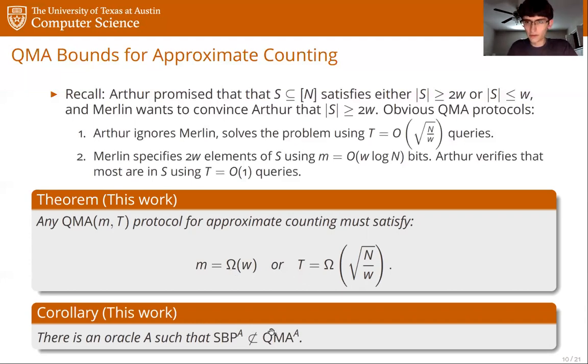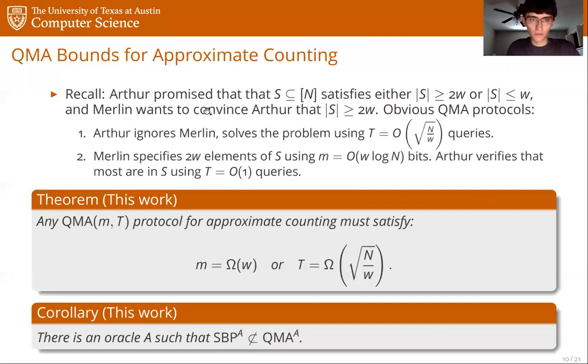An immediate corollary of this is a new oracle separation, which I won't really say more about, but basically this SBP measure is a classical approximate counting class. And so by showing that approximate counting is hard for QMA, it's sort of no surprise that we immediately get this new oracle separation.